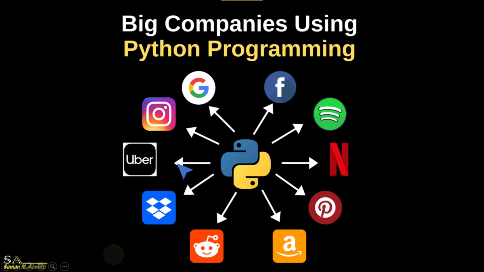All the shown applications have been made using Python code, such as Instagram, Google, Facebook, Dropbox, and Netflix, which has been programmed using Python code.